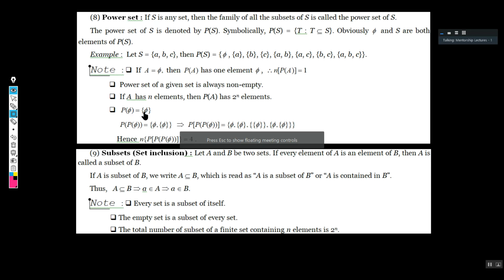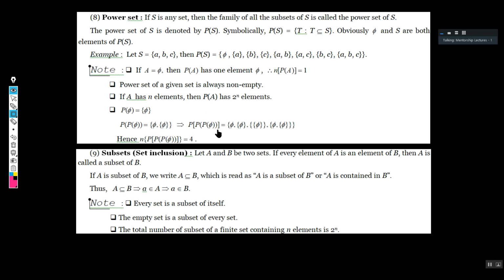P of phi is given to be set of phi. I'm not saying it simply as phi. It is set of phi. Set of phi means this set is containing an element by name phi. Then P of phi already has an element phi, and again set of phi will be there. So there are 2 power 1 elements present here.